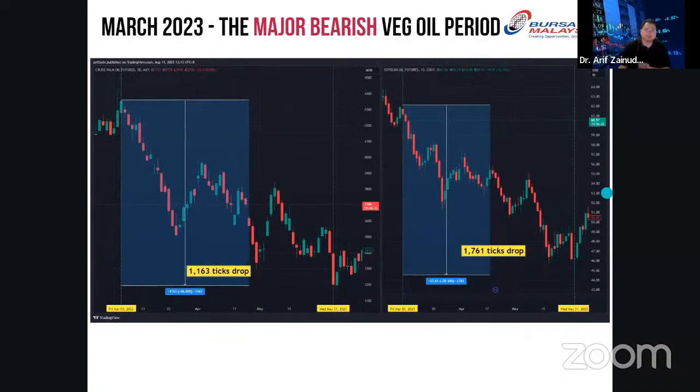In March 2023, that was the month when FCPO was moving against its own fundamentals, against its own supply and demand. Because at that time, the demand was positive and the supply was negative. The production and stocks were negative, but the demand, the exports, was very positive. What would be the effect on the price based on supply and demand? Demand was positive, supply was negative that time, March 2023, so we would expect the price to go up, right?